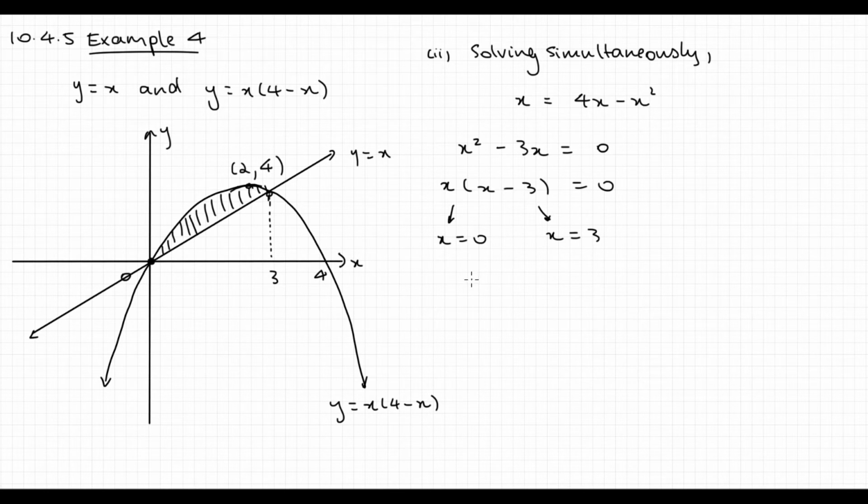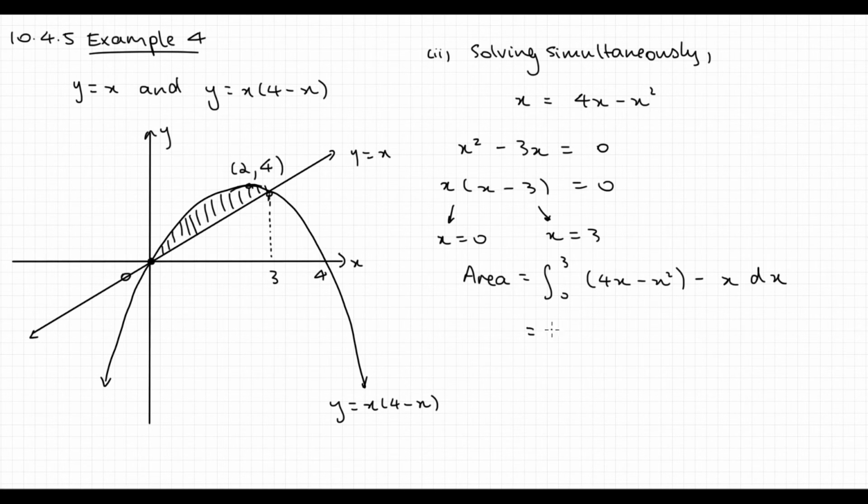So the area in this case is going to be the integral from 0 to 3 of the top curve. The top curve is the parabola, x times 4 minus x, so that's 4x minus x squared, minus the bottom curve, which is y equals x, dx. So this is the top curve minus the bottom curve, and we're integrating from 0 to 3, and that's going to give us the area that is enclosed between the two curves.